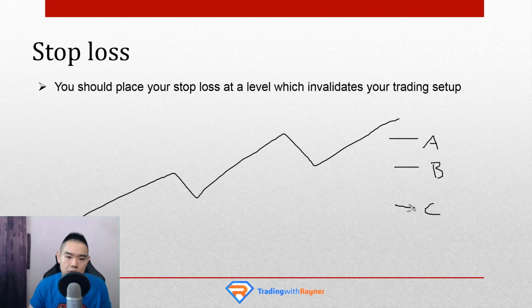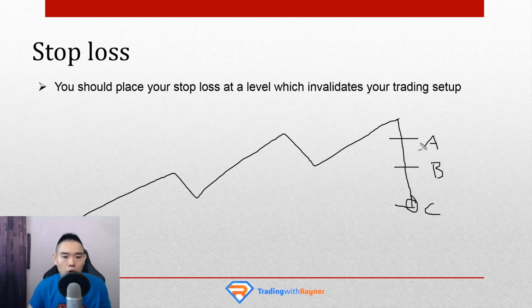Well, if you ask me, I would say the level that this trend will get invalidated is at point C. Because if the market retraces all the way down to point C, then clearly this uptrend isn't looking like how an uptrend should be, which is a series of higher highs and higher lows. So your stop loss should be at C, which invalidates this uptrend.